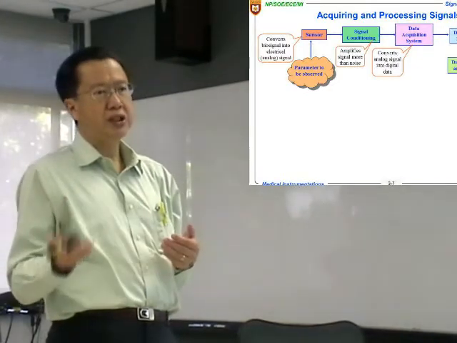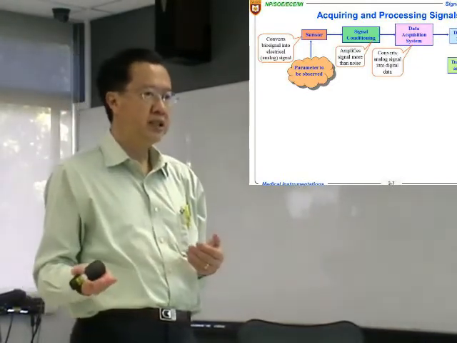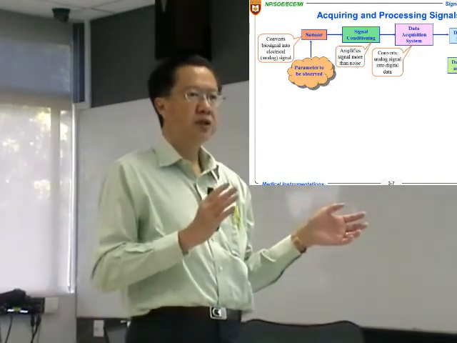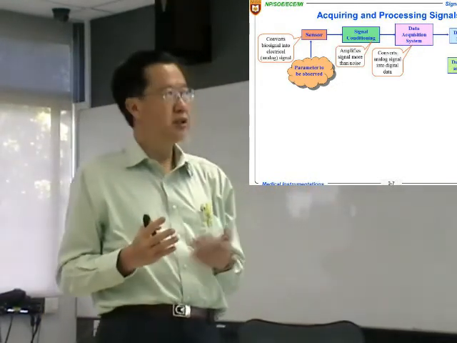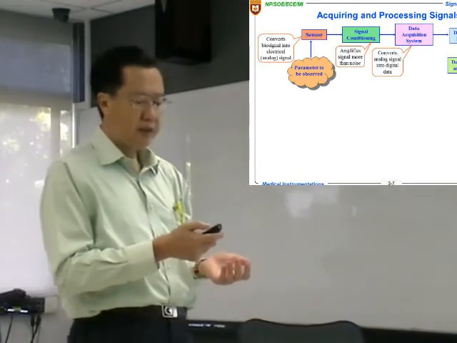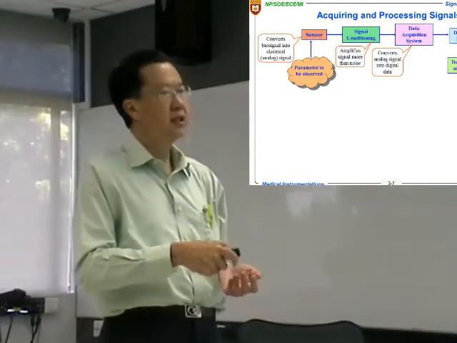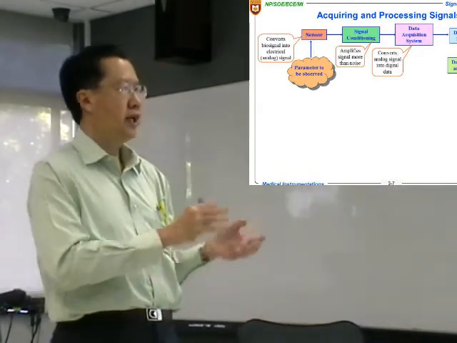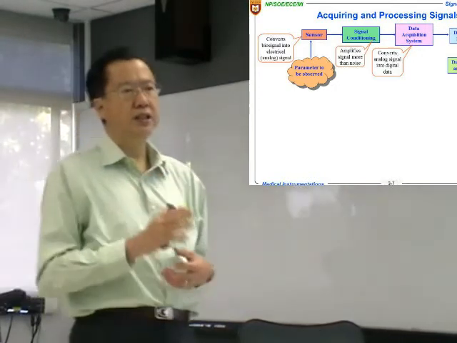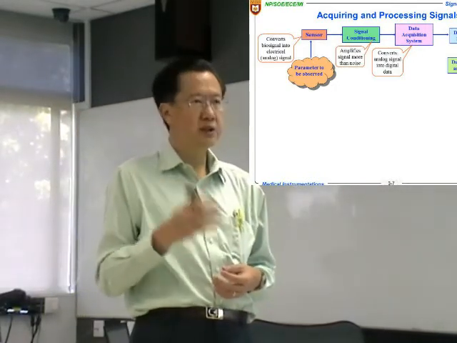Okay, the next stage after we have finished signal conditioning, we want to digitize it. Why do we want to digitize this? It's quite simple, because nowadays most of the processing is done using a computer or a microcomputer. So we want to have a data acquisition system, and the data acquisition system converts the analog signal into a stream of digital data, and digital data is what the microcontroller will process.